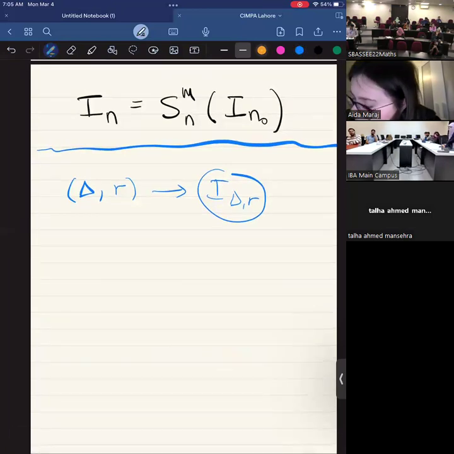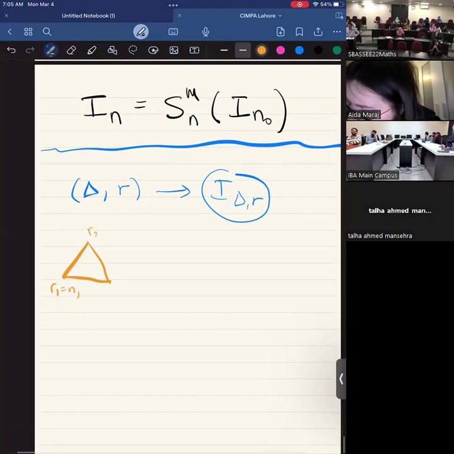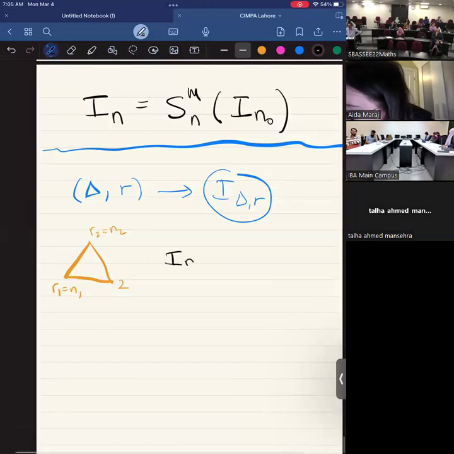If I take this one here, and let's take R1 equal to N1, R2 equal to N2, and R3 equal to 2, then I have this chain of ideals I of N1, N2, and 2. And I claim that this does not stabilize.